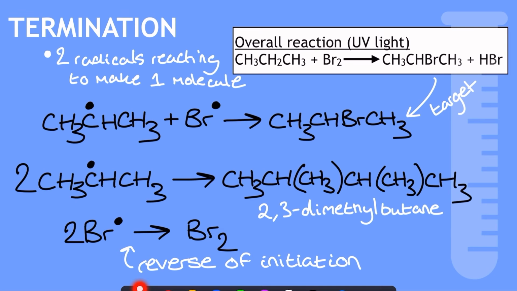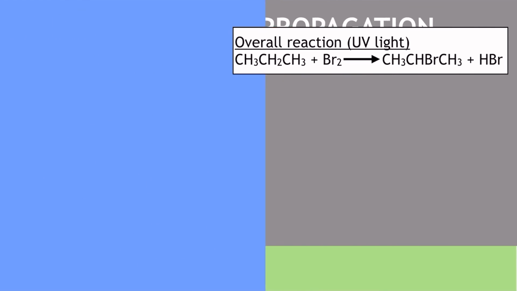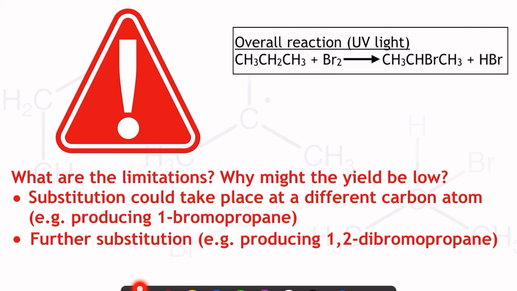In the final termination equation here, this is the one that's least requested by the exam papers. We have two bromine radicals reacting to make one bromine molecule, and this is effectively the reverse of initiation, but it does nicely finish off the termination stage of this process. Now that we have the main stages out of the way, let's discuss the problems with this mechanism. There are two main issues.